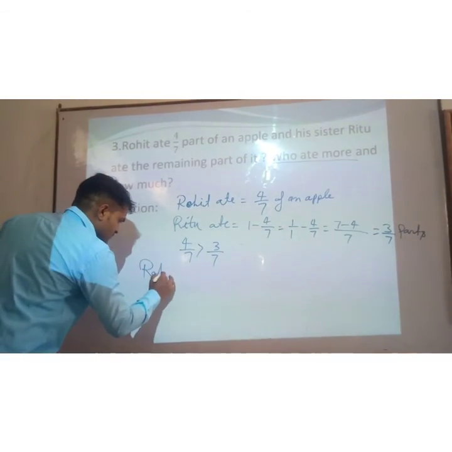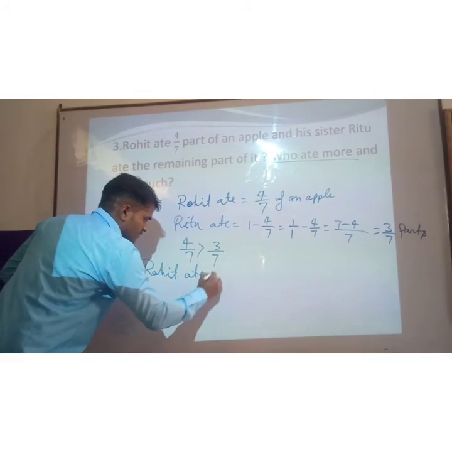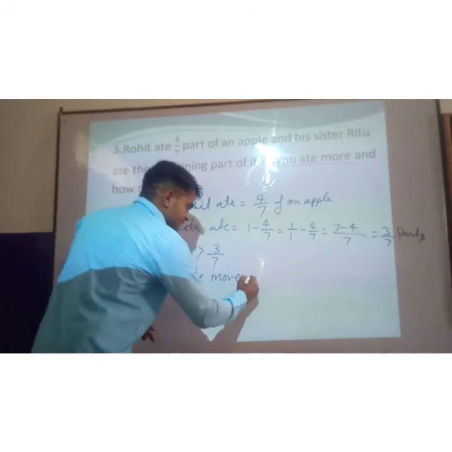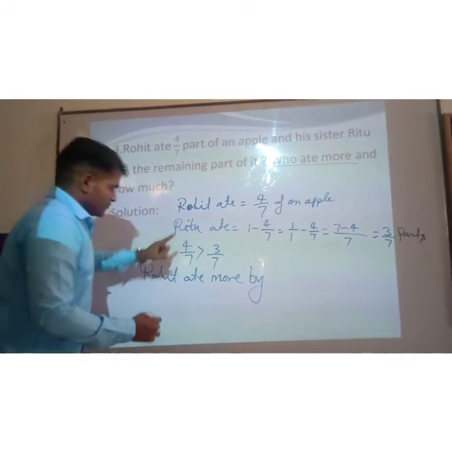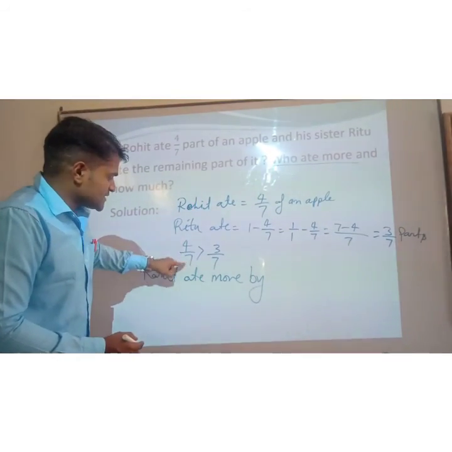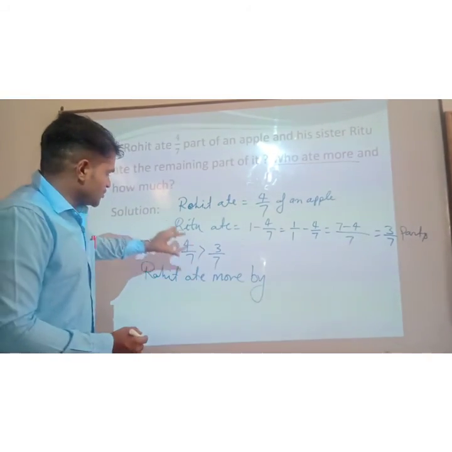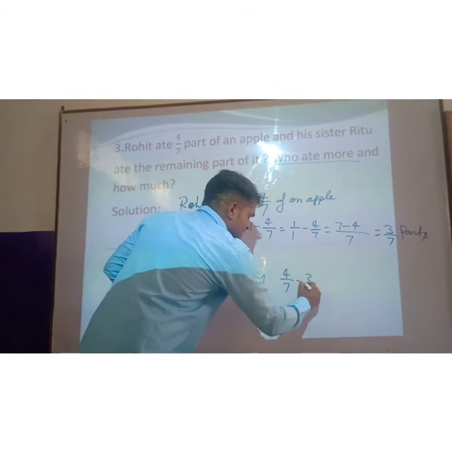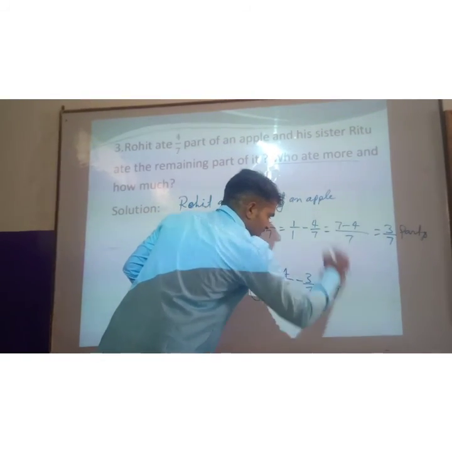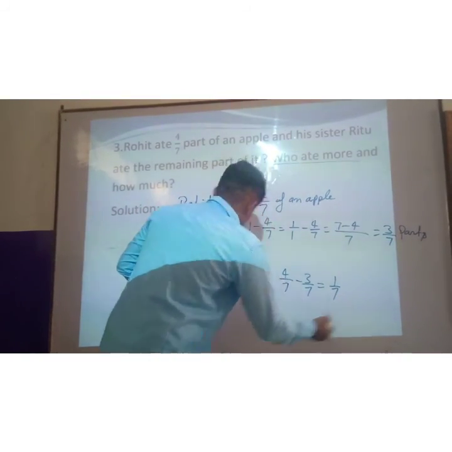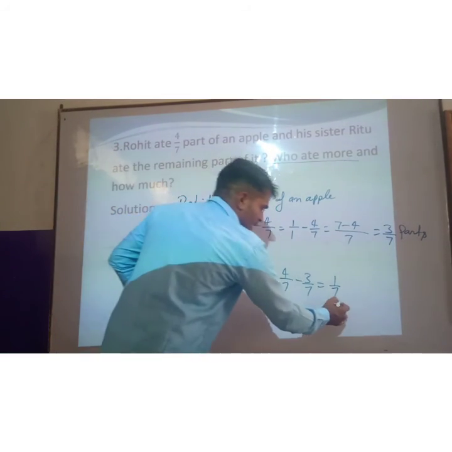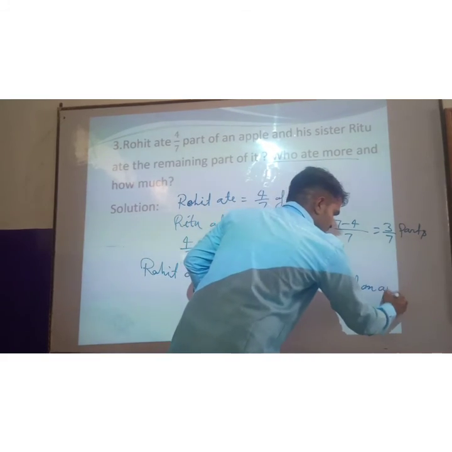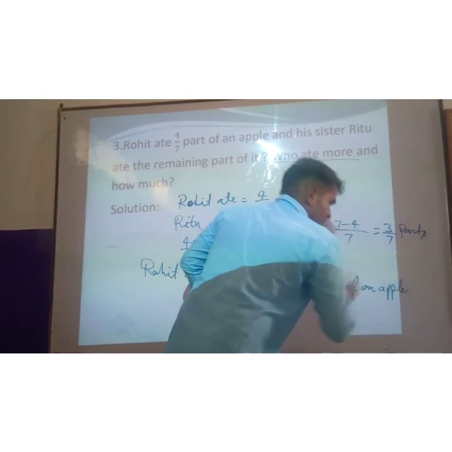Rohit ate more. By how much? Rohit ate 4 upon 7 and Ritu ate 3 upon 7. So Rohit ate more by how much? That means 4 upon 7 minus 3 upon 7, that is 1 upon 7. Okay, so Rohit ate more by 1 upon 7 of the apple. Okay, it's clear?